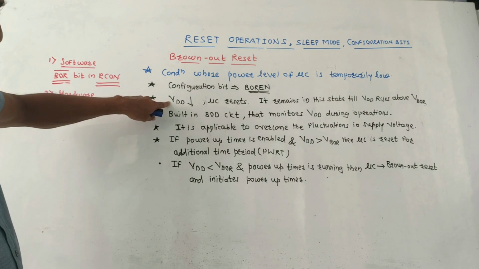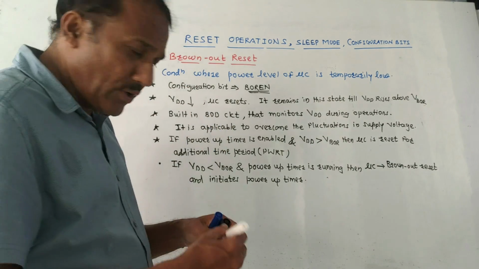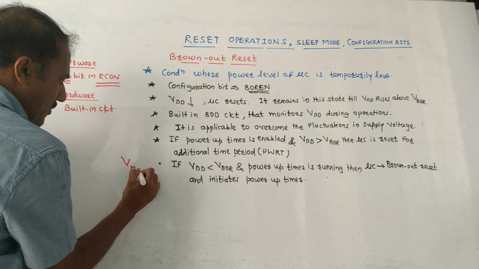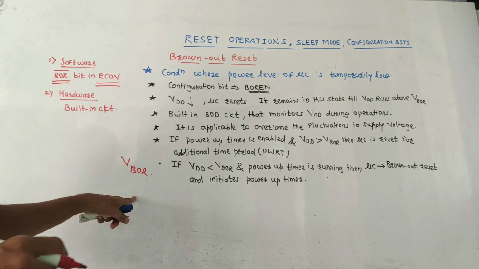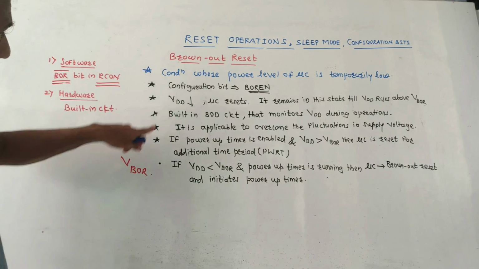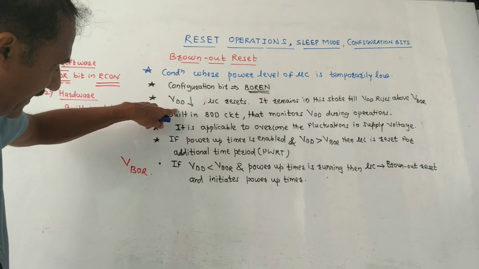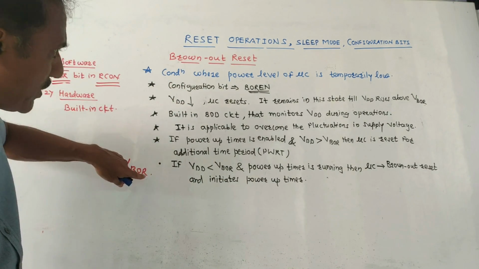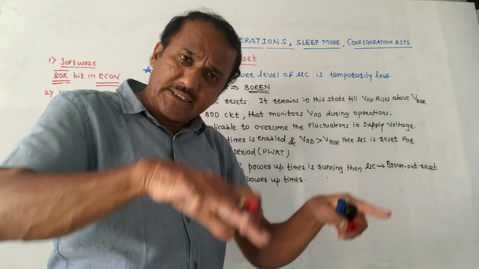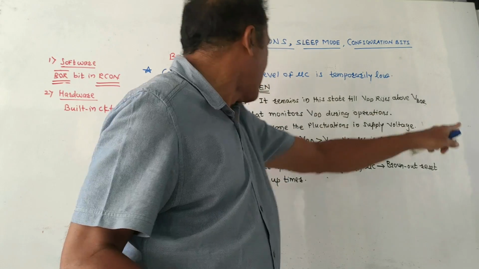The basic condition is whenever VDD goes below a certain threshold level. Now see, related to brownout reset there is a threshold level, that is VBOR. It is like VTH, what we discussed in power on reset. So VBOR is again one threshold level, related to brownout reset. If the supply voltage given to the microcontroller, which is VDD, goes below VBOR, then the microcontroller resets. It remains in the resetting condition till VDD rises above VBOR.